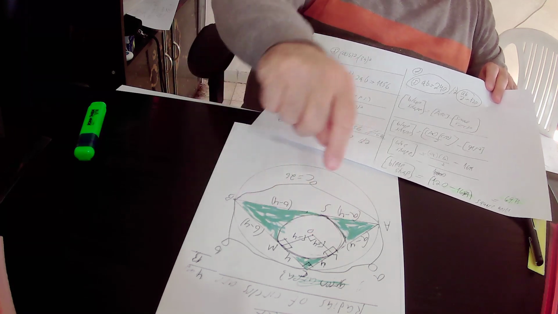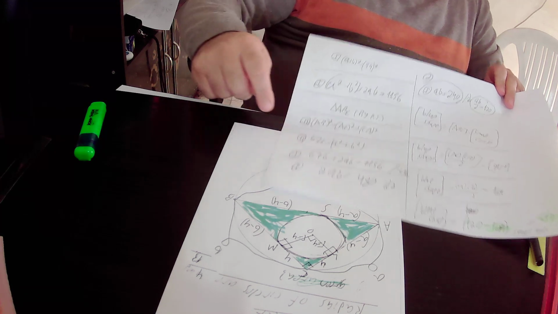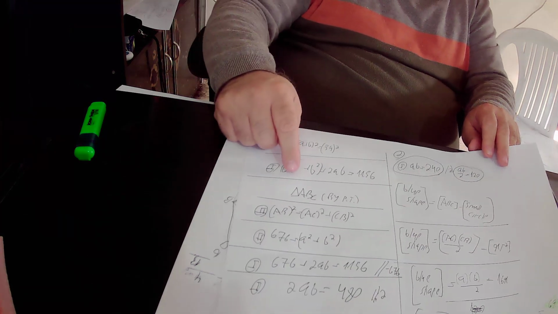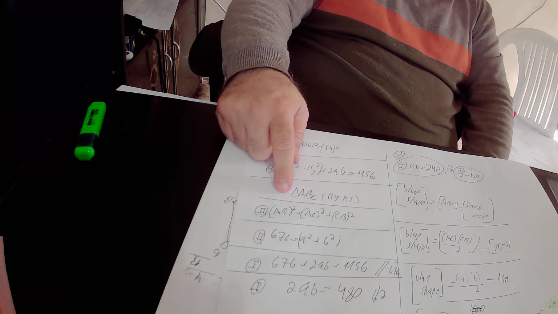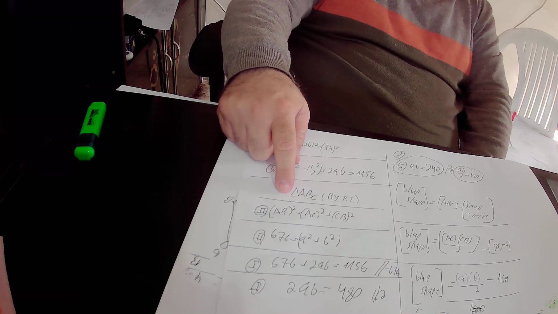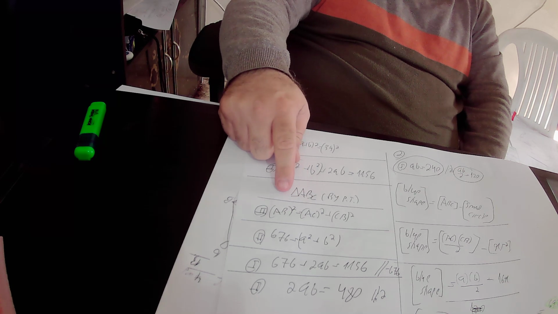Then, because angle ACB equals 90 degrees, it means that triangle ABC is a right triangle, so we can implement the Pythagoras theorem on the right triangle ABC. According to the Pythagoras theorem, the square of the hypotenuse is equal to the sum of the squares of the perpendiculars, that is to say, AB squared equals AC squared plus CB squared.